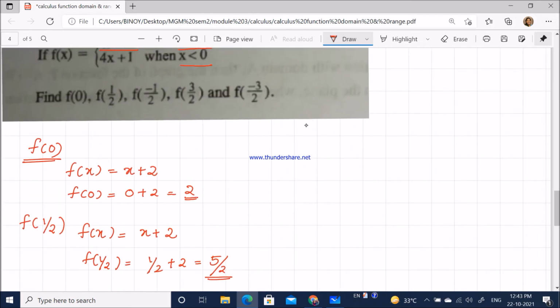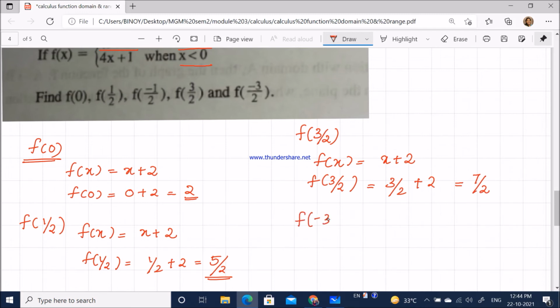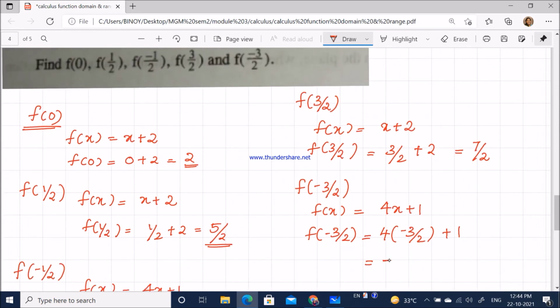Now, after minus half, we are asked to find what is f of 3 by 2. It comes under the function f of x is equal to x plus 2. So, f of 3 by 2 is equal to 3 by 2 plus 2, which is 7 by 2. Then f of minus 3 by 2, which is a value less than 0. So, f of x is equal to 4x plus 1. F of minus 3 by 2 is equal to 4 into minus 3 by 2 plus 1, which is minus 6 plus 1, equal to minus 5.